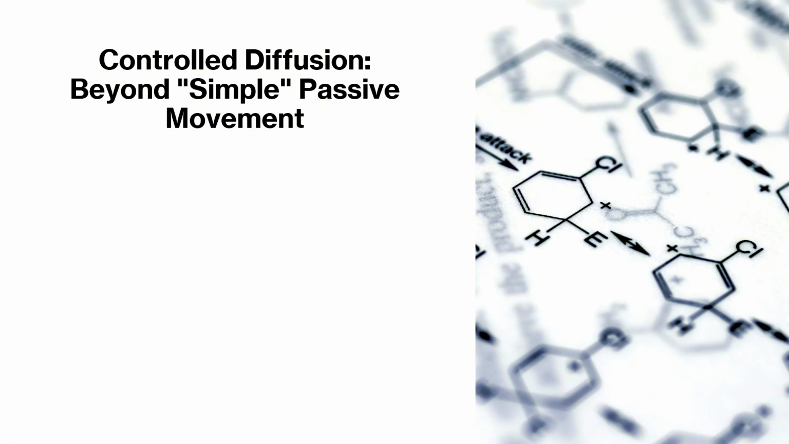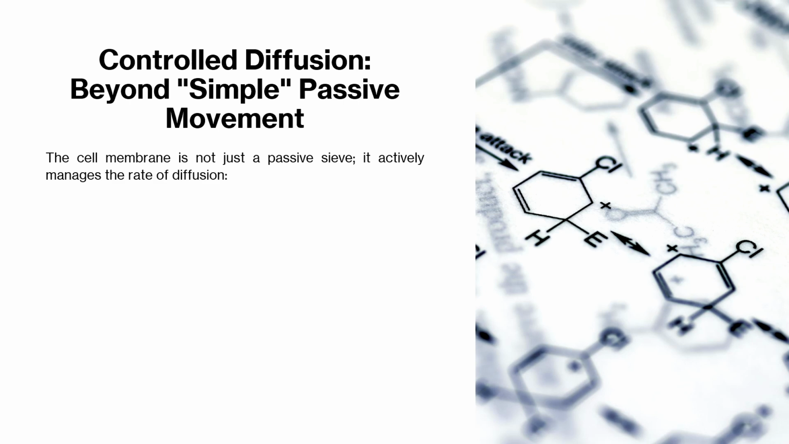So far, we have treated the cell membrane like a simple sieve or a net, but in reality, the cell is much smarter than that. It does not just let things drift in. It actively manages, it actively controls the speed of movement through controlled diffusion.